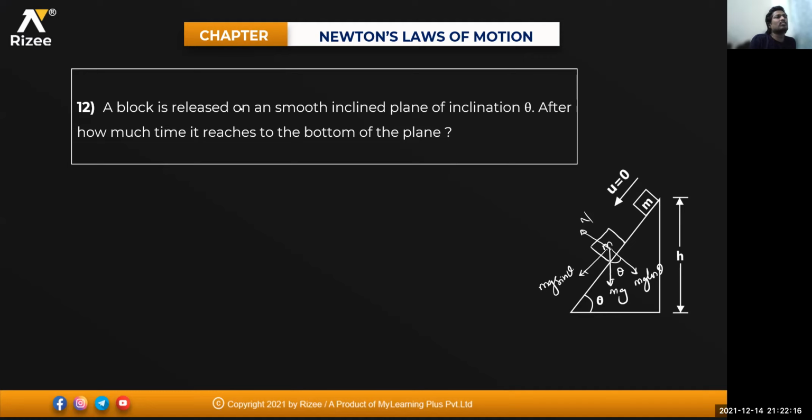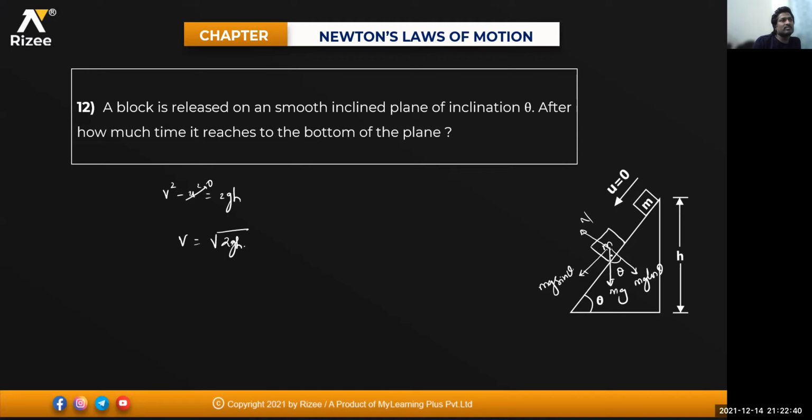So what it is asking is, the block is released on the smooth inclined plane of inclination theta. After how much time does it reach the bottom of the plane? Initial velocity is 0. Using the relation v squared minus u squared is equal to 2g into h. Initial velocity is 0, isn't it? So v is equal to how much will we be getting? Under root of 2g into h, isn't it?